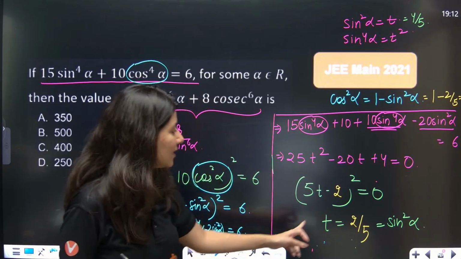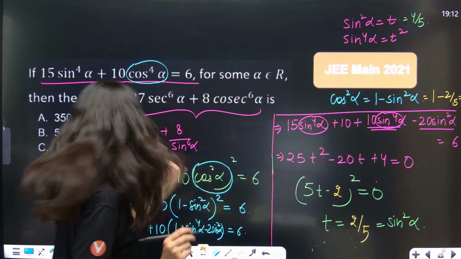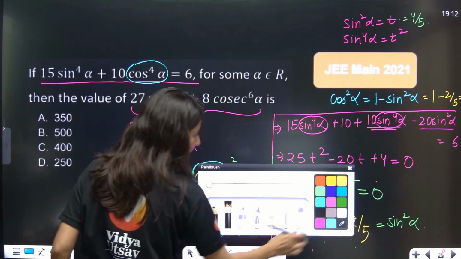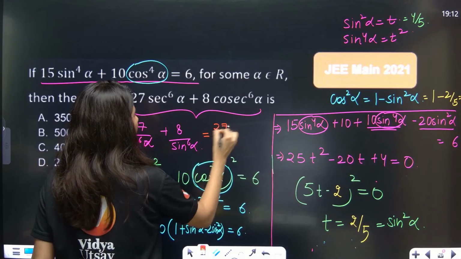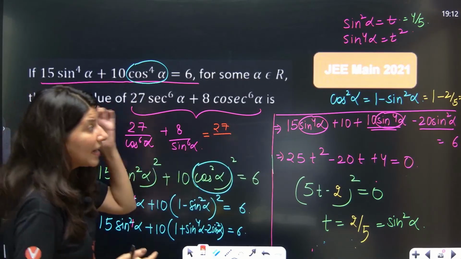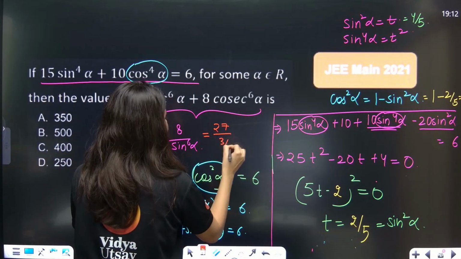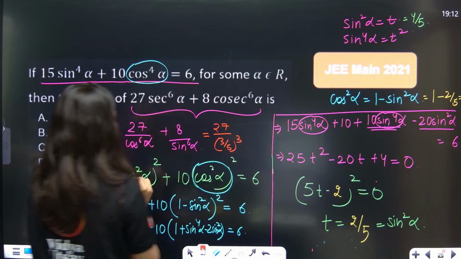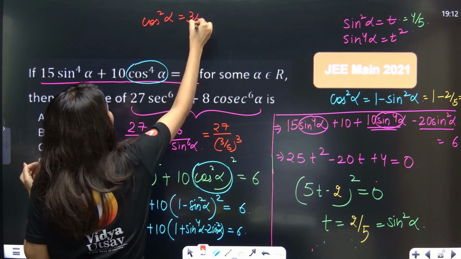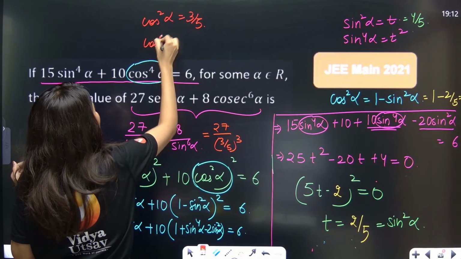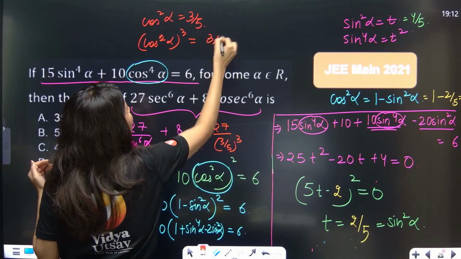Okay, so sin square alpha is 2 by 5 and cos square alpha will be 3 by 5. So now is the time. 27 upon, now cos square alpha is 3 by 5, so this is (3 by 5) whole cube. Correct or not? See, cos square alpha is 3 by 5. So tell me, (cos square alpha) whole cube is equal to (3 by 5) cube.